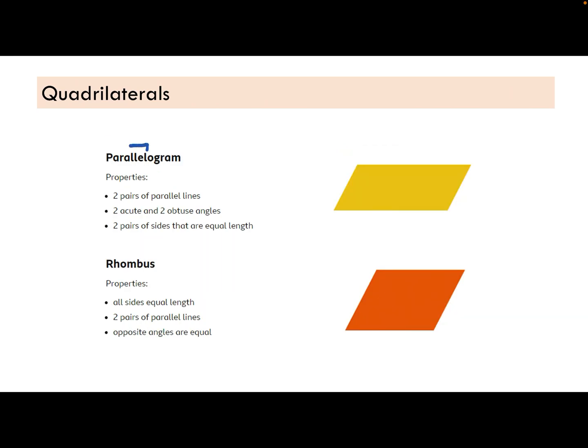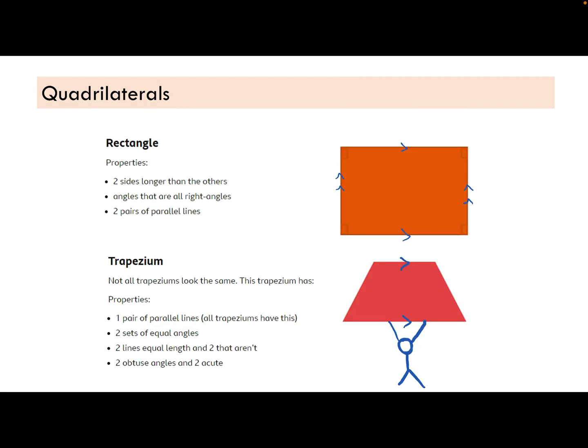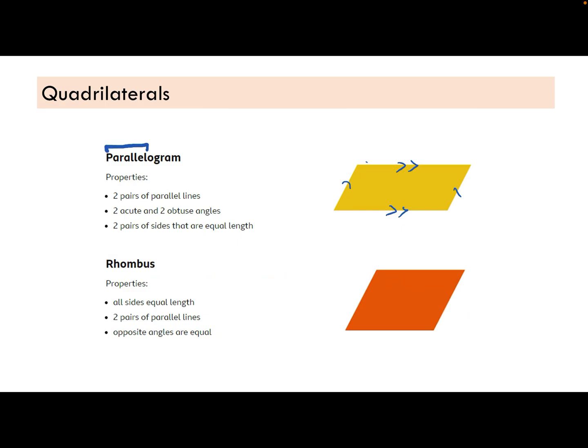A parallelogram. Now the clue for this one is in its name, parallel. Two pairs of parallel lines. This is one pair of parallel lines. That's the second pair of parallel lines. It has two acute and two obtuse angles, and it has two pairs of sides that are of equal length. So my twos are the same, and my ones are the same. It's different to a trapezium because these two might be the same, but these two won't be the same. Length, that is.